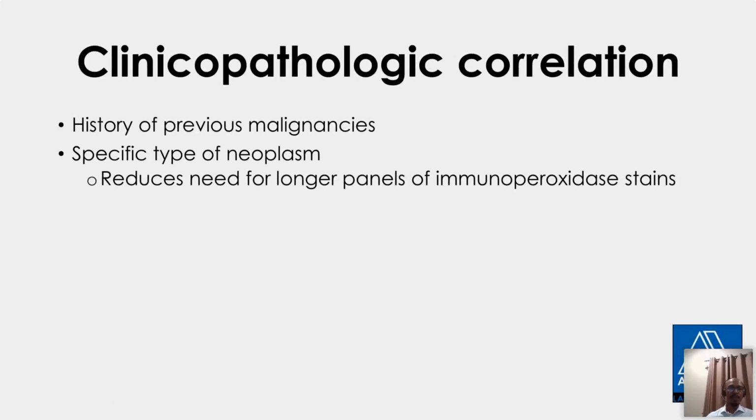Now, the reason I'm showing you that is to highlight the importance of the history of previous malignancies. And whenever possible, it'll be useful if we are provided with a specific type of neoplasm, because this reduces the need for longer panels of immunoperoxidase stains, which saves the patients money. And also we can sign out the report quicker, because all we have to do is a couple of immunos, because we already know that this patient has prostate CA. So we can just have tailor-made immunos for that particular case.